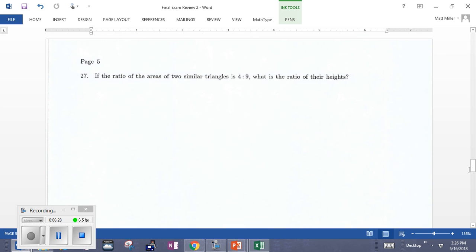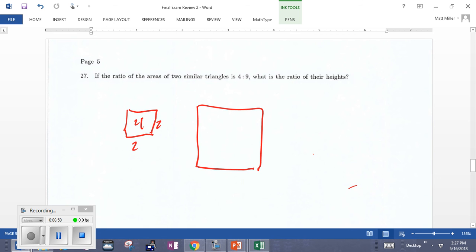Okay? If the ratio of the areas of two similar triangles is 4 to 9, we remember, let's take just a brief reminder of this. Okay, it's a square, poor excuse for a square, I guess. Say this is 2 by 2, so the area is 4. Say this is 3 by 3, so the area is 9. So the ratio of the areas is 4 to 9.